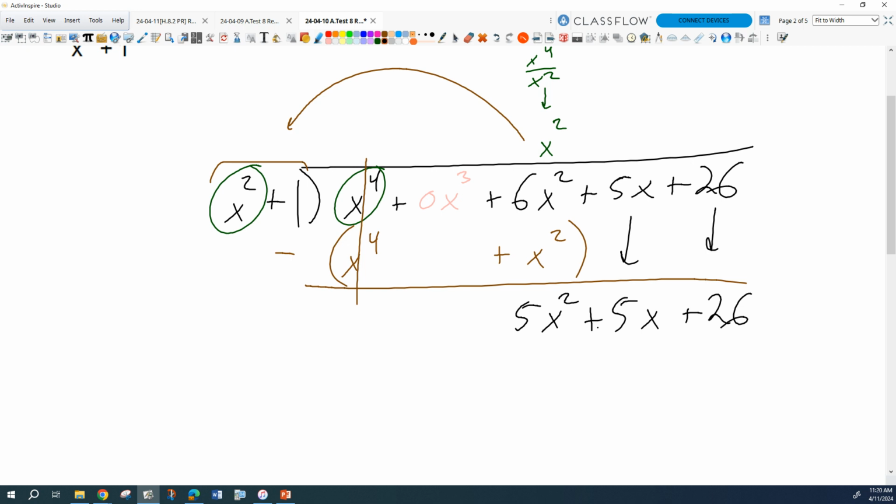So we completed a cycle. We divided, multiplied, and subtracted, right? Do it again. Okay, so Evan, now what am I dividing? I get started again. 5x squared. Yeah, by leading term inside, by leading term outside.